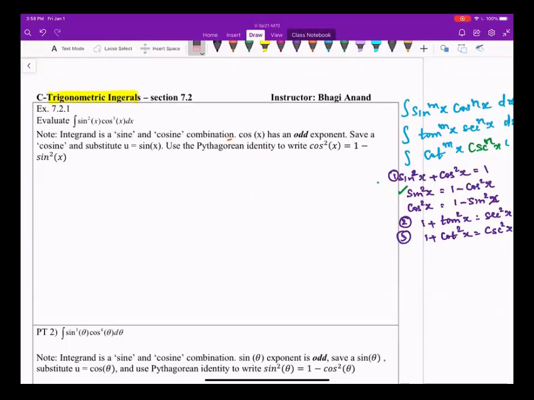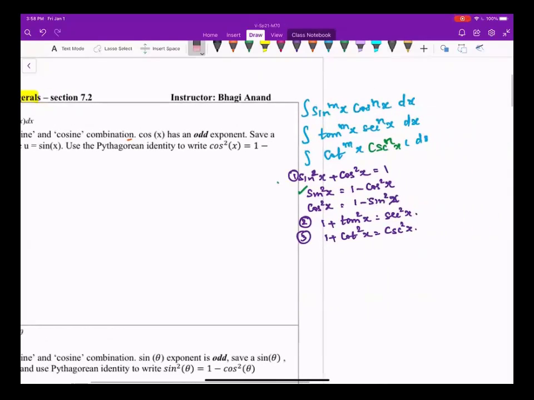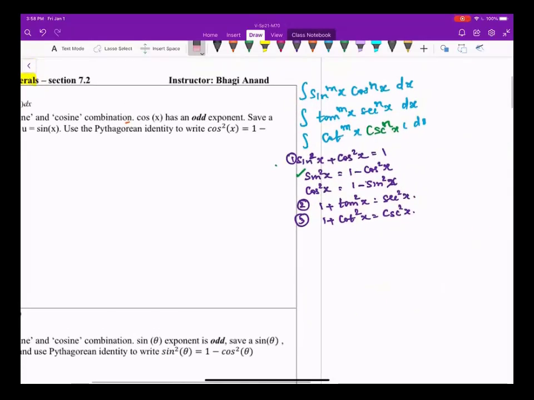Welcome all. Today in this section 7.2, we are going to be studying the integration technique when we see combinations of trig functions. In the earlier section 7.1, we saw integration by parts is one of the techniques where we have combinations of functions. Here in this section, combinations of trig functions such as sine and cosine, or it could be tan and secant, or it could be cotangent and cosecant combinations.